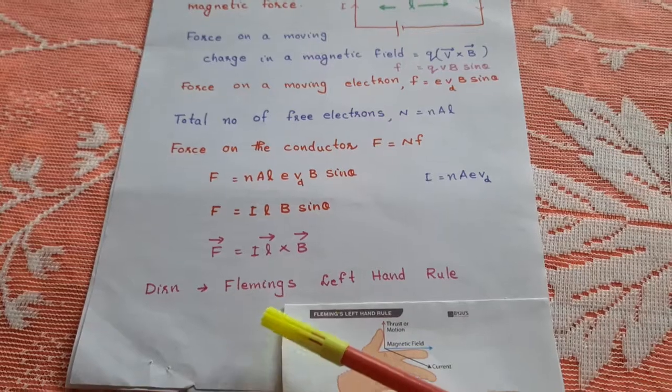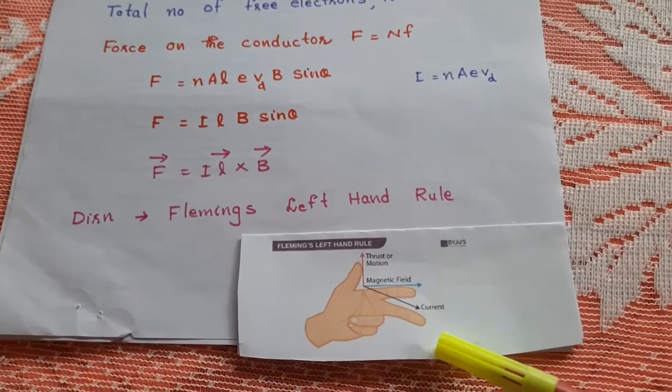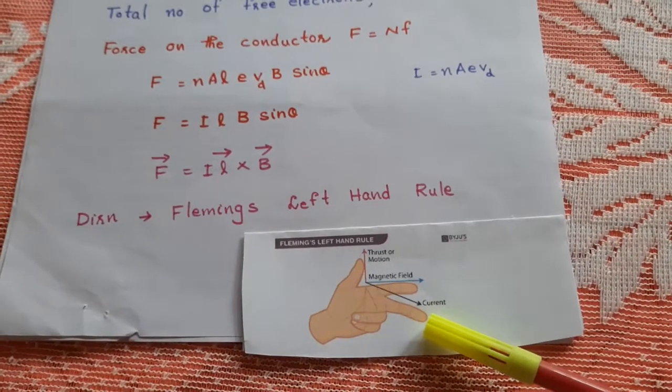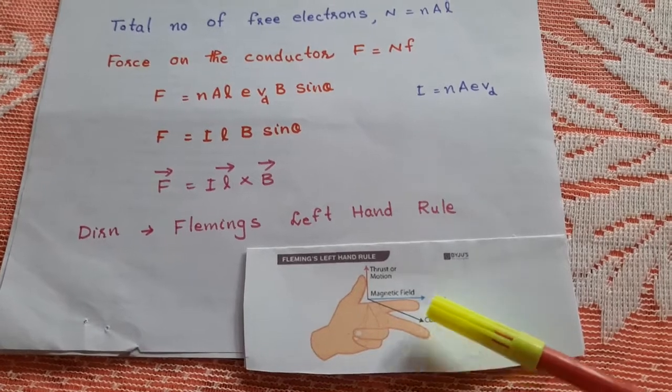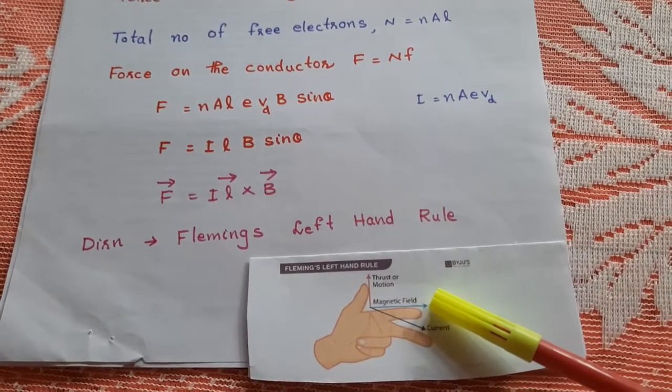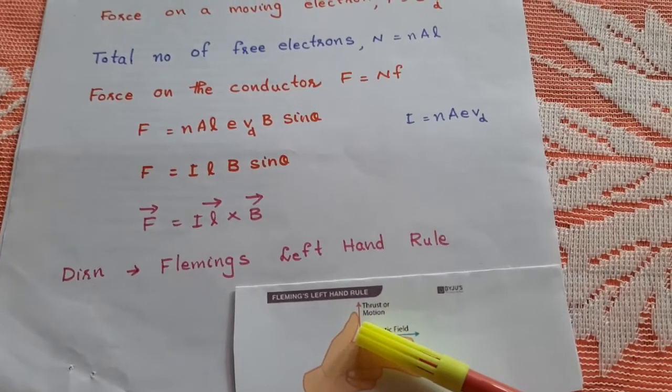The direction of the force is given by Fleming's left-hand rule. The central finger points in the direction of current and forefinger points the direction of field, then the thumb points the direction of force.